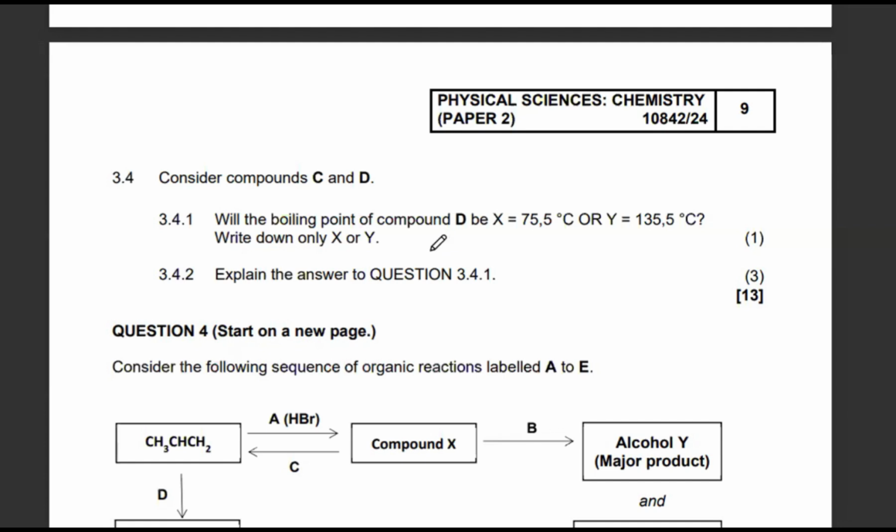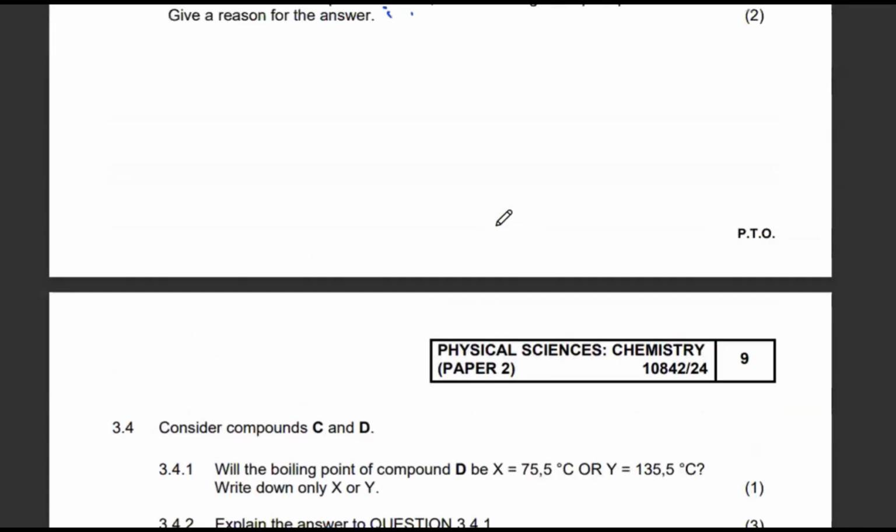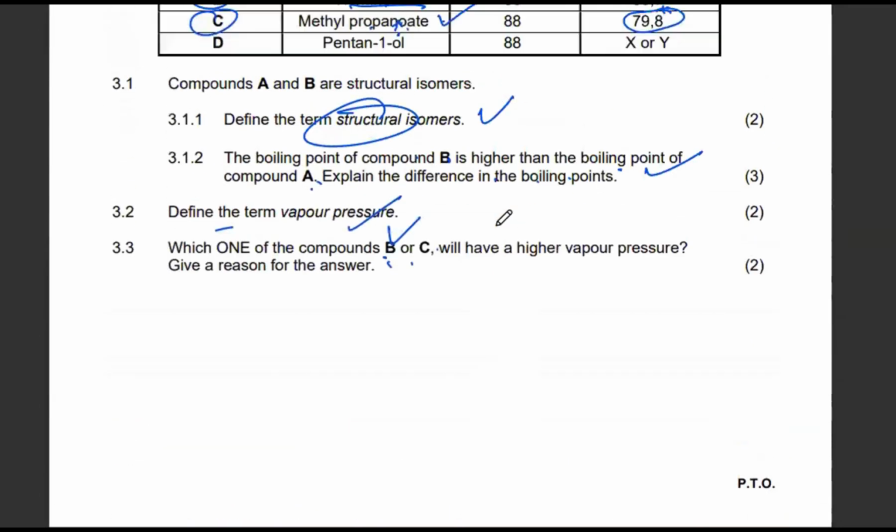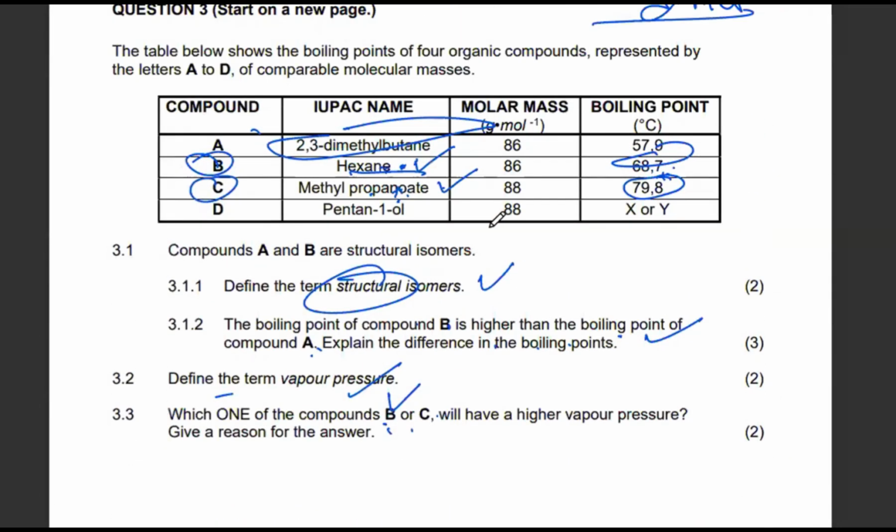Right. Will the boiling point of compound D be higher? Consider compounds C and D. If you look at compound D, this one has dipole forces, while this one has hydrogen bonds. So if it has hydrogen bonds, then automatically it is going to have a higher boiling point.